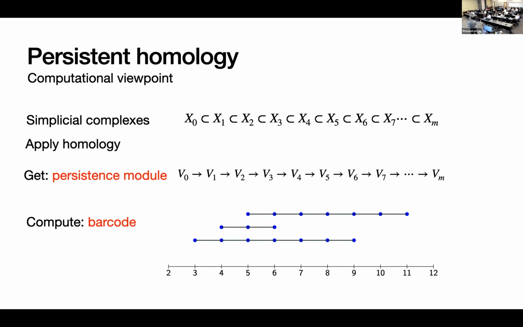And we have this beautiful structure theorem that allows us to produce a set of bases so that the linear maps actually give us a partition of all these basis elements, and that gives us a collection of intervals, which we call a barcode.